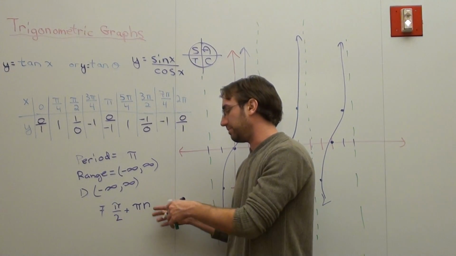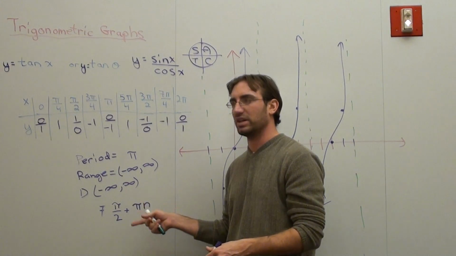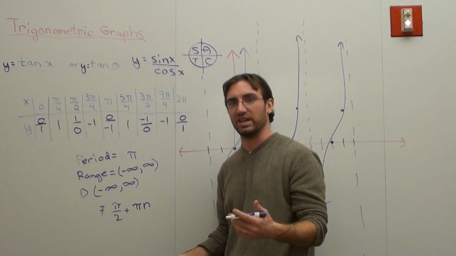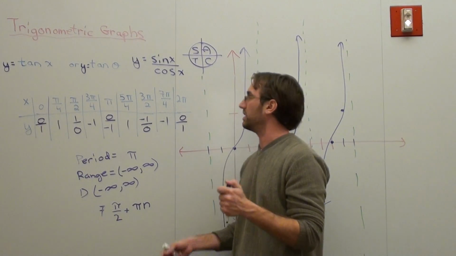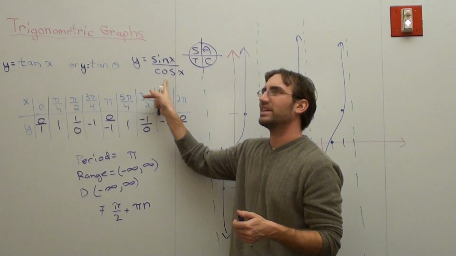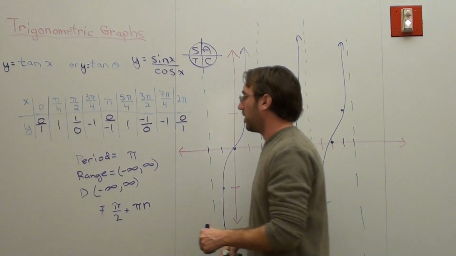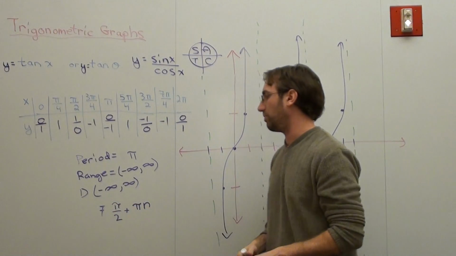It's the same domain that we did for, I can't remember if it was the secant or cosecant. I want to say it was the, what am I saying? It's the secant graph. There we go, because it's got the same denominator. Okay, so that's the period, that's the range, and that's the domain.